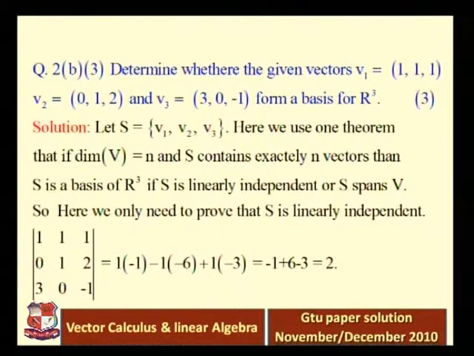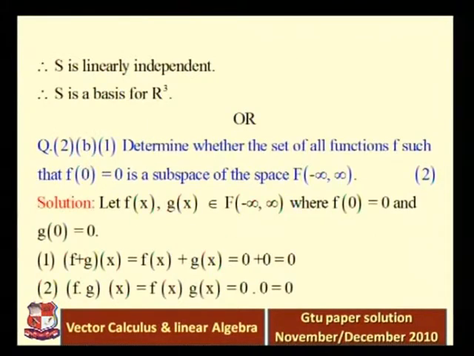1 into minus 1, minus 1 into minus 6, plus 1 into minus 3. So minus 1 plus 6 minus 3 is equal to 2. So the value of the determinant is non-zero. That's why the given set of vectors is linearly independent, and S is linearly independent. So S is a basis for R3 using the previous theorem.